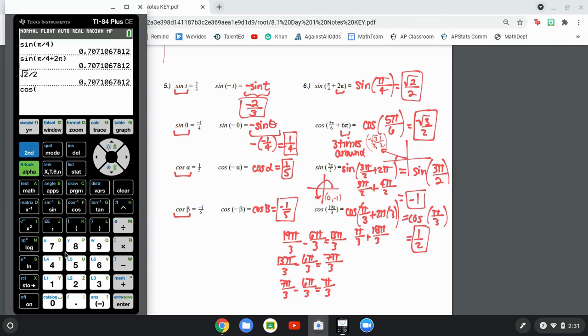Cosine of 19 pi over 3, you could do the same thing. And you should get 1/2, which we know is 0.5.